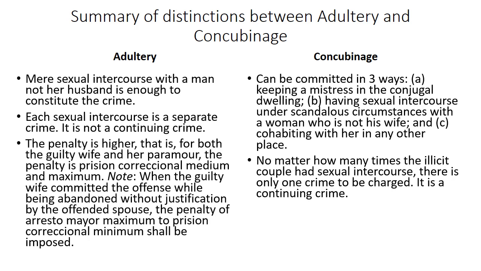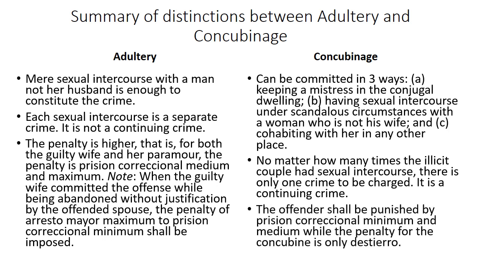Third major distinction. In adultery, the penalty is higher. That is, for both the guilty wife and her paramour, the penalty is prision correccional medium and maximum. Take note that when the guilty wife, however, committed the offense while being abandoned without justification by the offended spouse, the penalty of arresto mayor maximum to prision correccional minimum shall be imposed instead. Meaning, if this is the situation obtaining, it will be considered as a mitigating circumstance which will entitle the guilty wife to a penalty 1 degree lower than the imposable penalty.